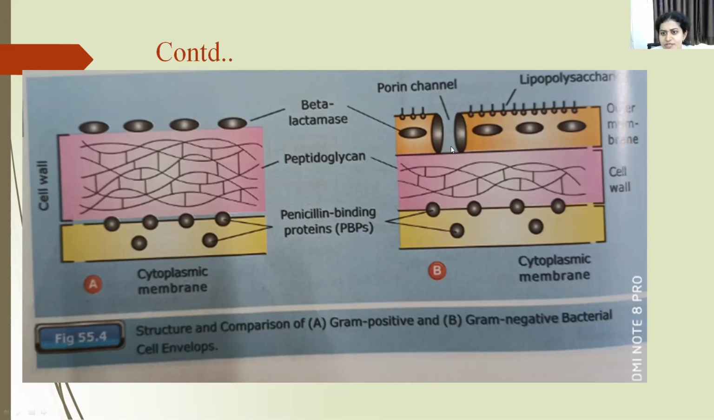Whereas in gram negative bacteria, there is an outer membrane made of lipopolysaccharides, and there is a narrow porin channel. In this narrow porin channel, the penicillin cannot enter. Penicillin cannot enter this gram negative bacteria. Whereas here there is no lipopolysaccharide and no porin channel, so penicillin can easily enter the peptidoglycan layer and bind to the penicillin binding proteins. But in gram negative bacteria, because of the presence of the outer membrane, that is lipopolysaccharide, and the narrow porin channel, there is difficulty for the penicillin to enter.